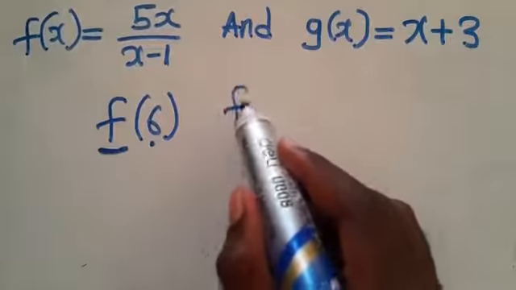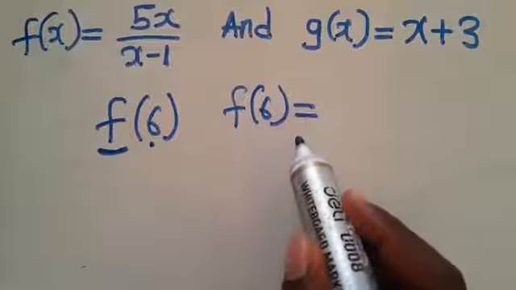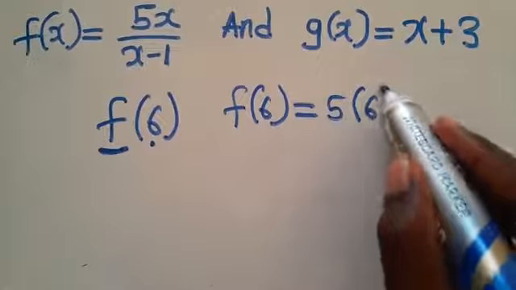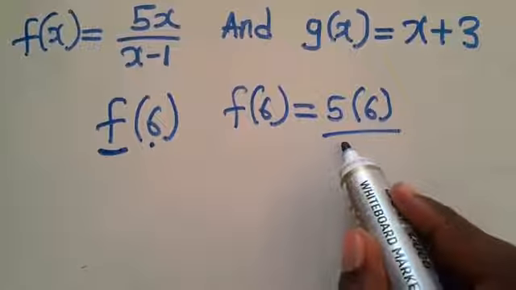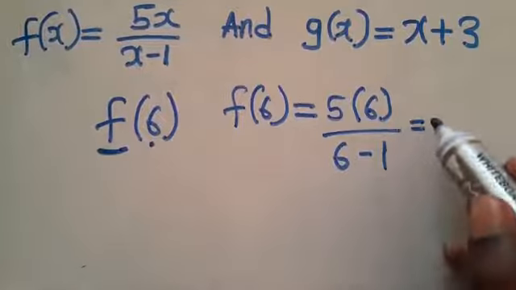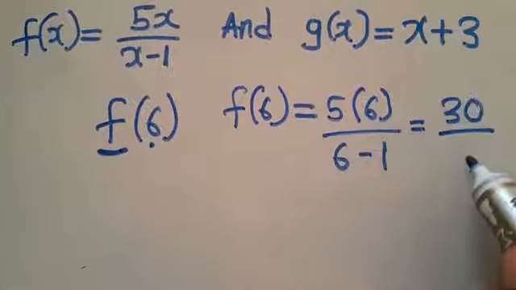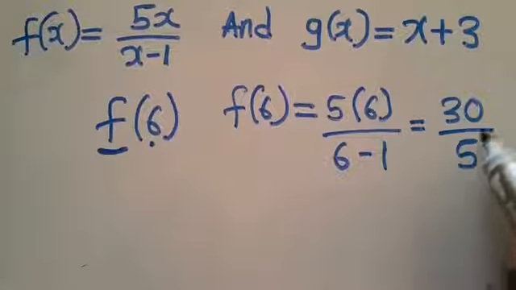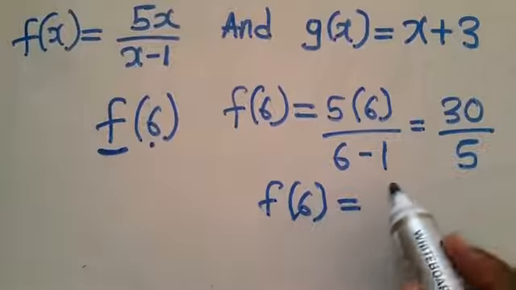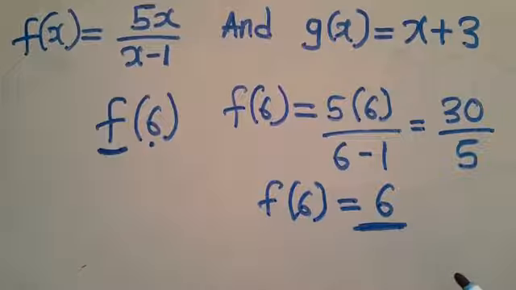So you're going to have f of 6 is equal to, where there is x in there, you put a 6. So 5 times 6 over 6 minus 1. What are you going to get? You're going to get 30 over 5. What is the answer there? f of 6 is equal to 6. The answer you get is also a 6. So that is our answer. When you divide here, this is the answer that you are going to get.